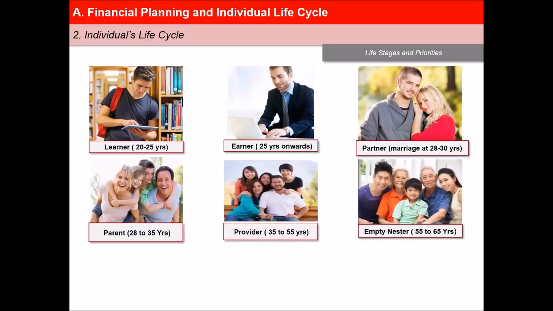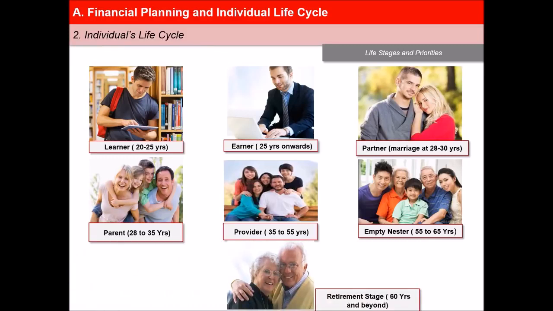Sixth stage is of an empty nester. This is the period when children have gotten married and sometimes have migrated to other places for work, leaving the parents. In this stage, healthcare protection becomes paramount. Seventh and final stage is of retirement, when one has retired from active work and now draws largely on one's savings to meet the needs of life. Focus here is on addressing living needs of oneself and the spouse till the end of life.